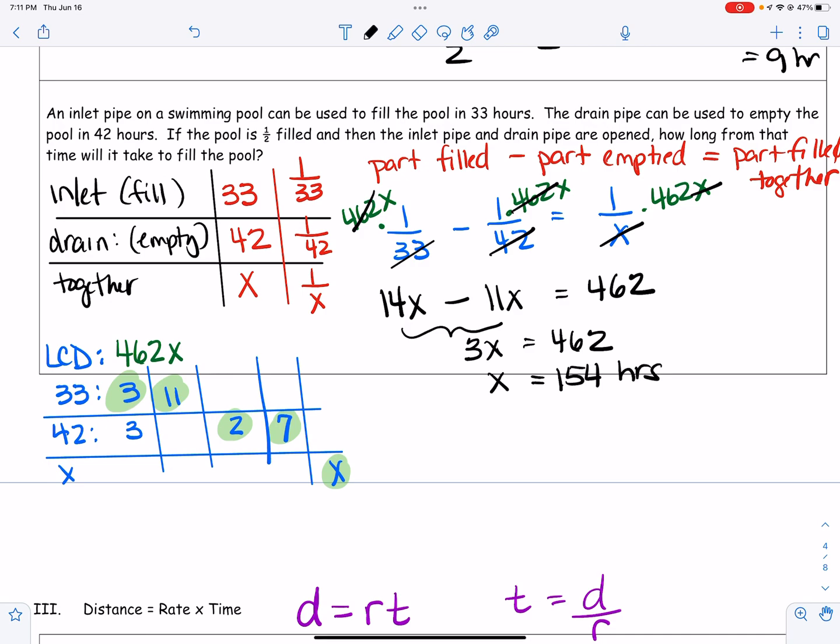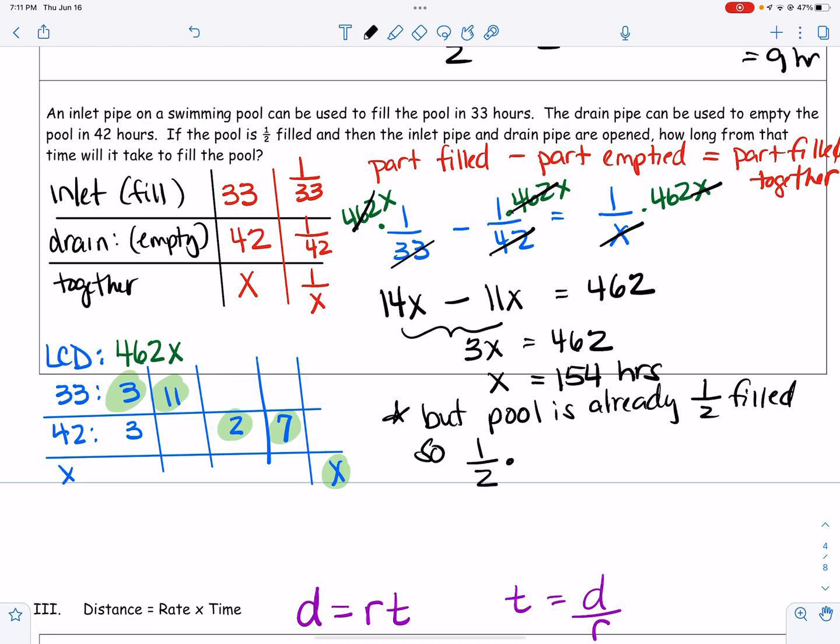154 hours. But the pool is already half filled. So we have to take half of 154 hours, and that tells us that it's going to take 77 hours to fill and drain so that you get fresh water in your pool. So that finishes the work problems of 14.7.